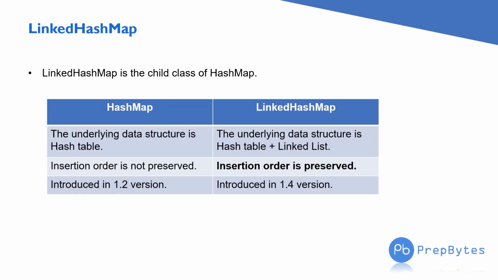The difference is, in hash map the underlying data structure is hash table, and in linked hash map the underlying data structure is hash table plus linked list. The differences are also the same as in hash set and linked hash set. In hash map the insertion order is not preserved, and in linked hash map the insertion order is preserved. In the code now I will show you this change, that the insertion order is not preserved in hash map, which I have shown you right now, and that in linked hash map the insertion order is preserved.